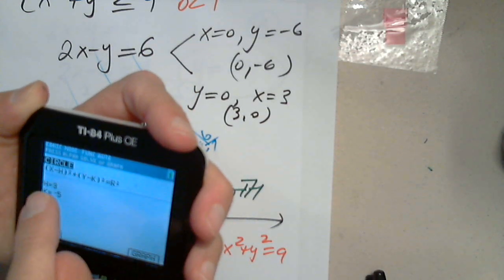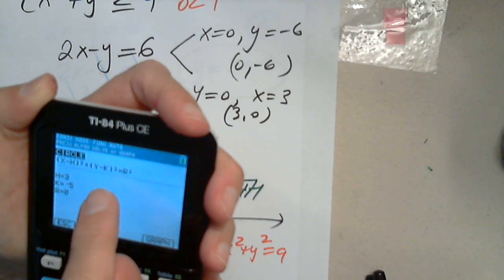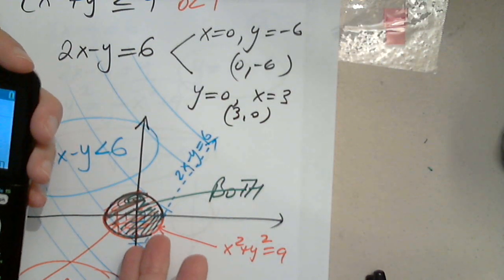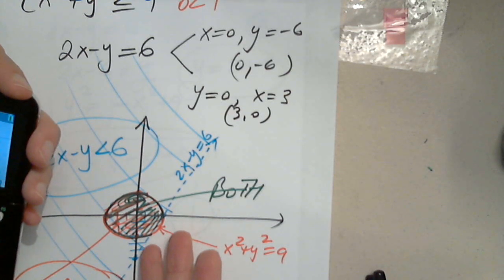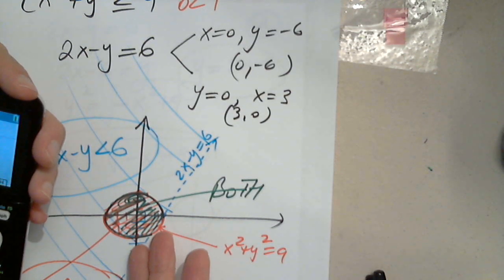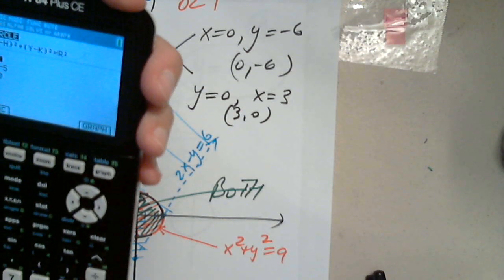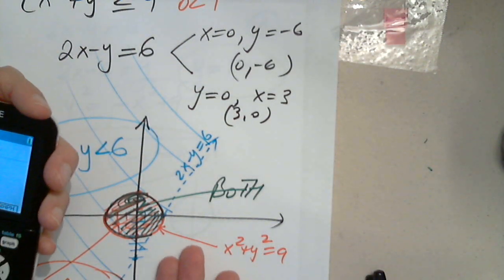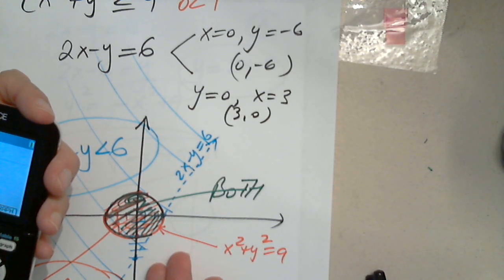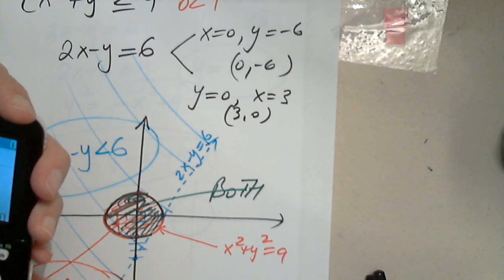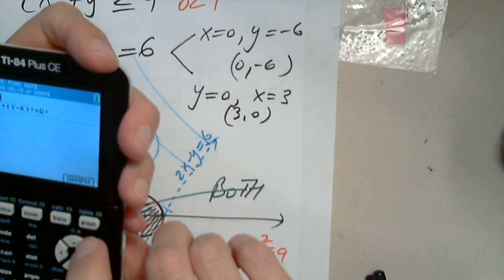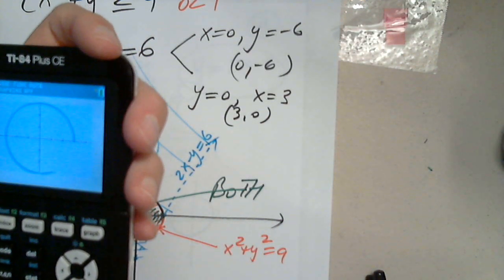Okay, so H and K are the coordinates of the center. What coordinates does the center have in our case? 0. So put 0, enter, 0, enter. And what is the radius of our circle? Put 3 in and just hit graph. Here it is.